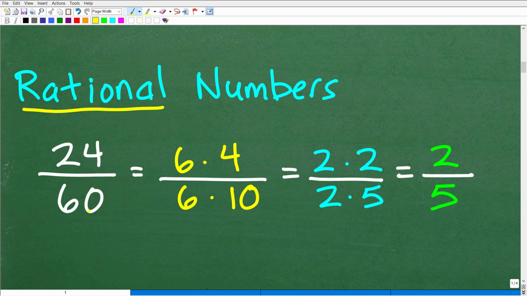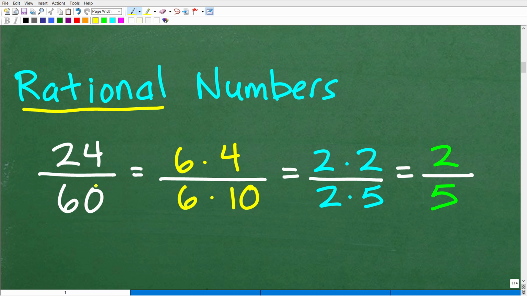It's a number that can be expressed as a fraction such that the numerator and denominator are integers, okay? So nice, lovely whole numbers, things like 24 over 60. They can even be negative 24 over 60, but this is an example of a rational number or a fraction. Now, we want to simplify it, but what does that mean? It means to reduce the fraction. So if you're like, oh, I've got 24 over 60, can I reduce that fraction?